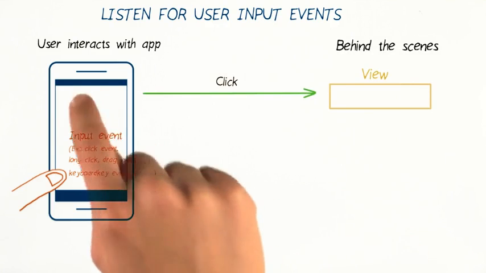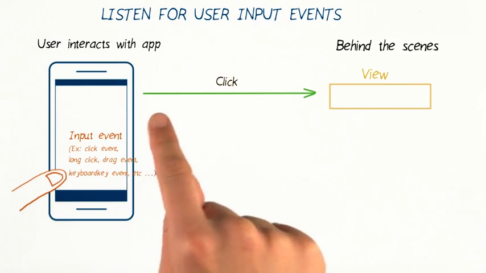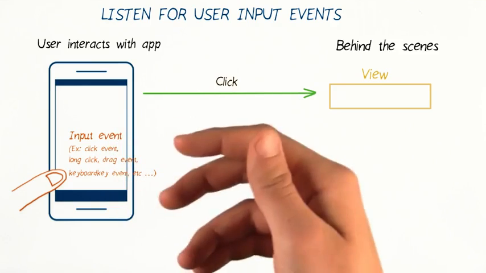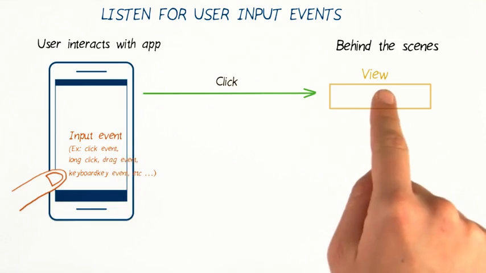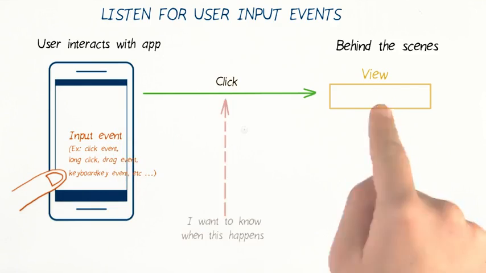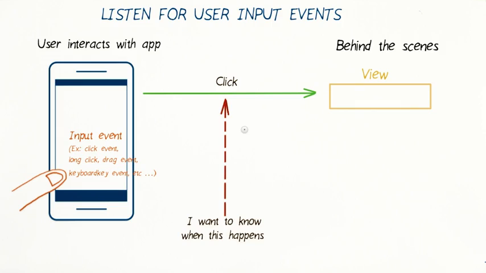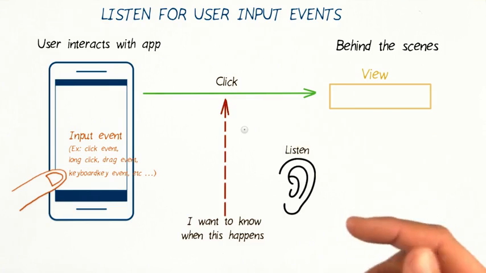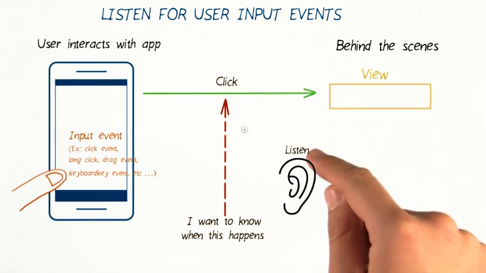Say the user clicked the button on the screen. The screen hardware will detect the touch and notify Android that a click has occurred. Android will then identify the view at the location that they touch the screen. Now, what's really cool is that you can choose to get notified when certain events happen on a specific view. In the code, you can say, I want to know when this particular event happens. So developers often refer to this paradigm as listening for a certain event.